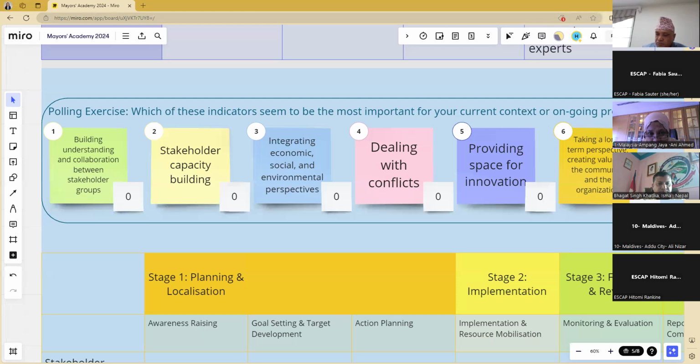And that space may be physical, that space may be working in local languages, it may be meeting farmers where they work in the farm so they're more comfortable. There may be different ways in which you do this, but space for innovation is critical to build into your process. Number 6 is about taking a long-term perspective, right?